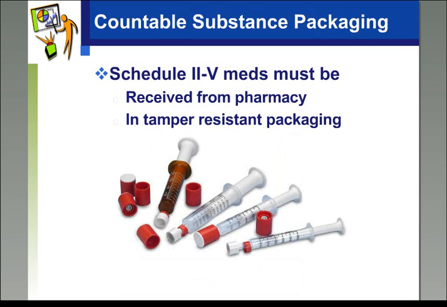The tamper-resistant packaging requirement includes liquid countable meds, which must be packaged so that once used, no liquid remains in the container. These are tamper-resistant syringes. When the cap is unscrewed, it leaves the red ring. If you can just pull the cap off without unscrewing it, tampering may have occurred.